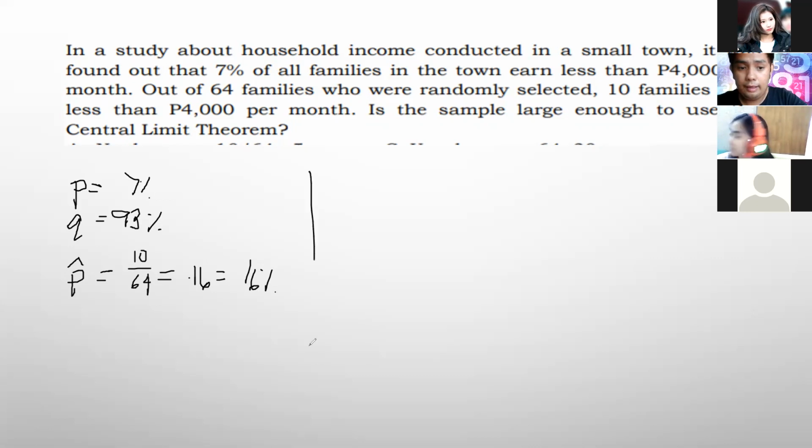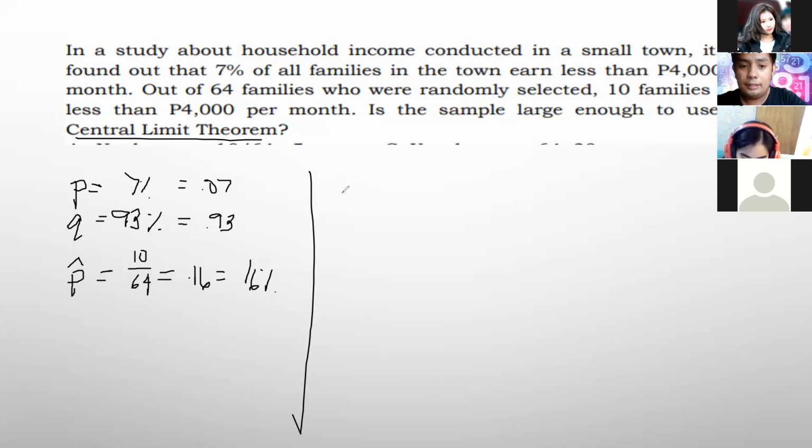The question now, papasok ba to sa central limit theorem? So ang gagawin natin, itetest natin both sides. So let's test first our success rate, which is 7%, equals 0.07, at ang 93% natin, which is 0.93. Okay, let's try first our P. NP should be greater than or equal to 5. Yan dapat ang makukuha natin.